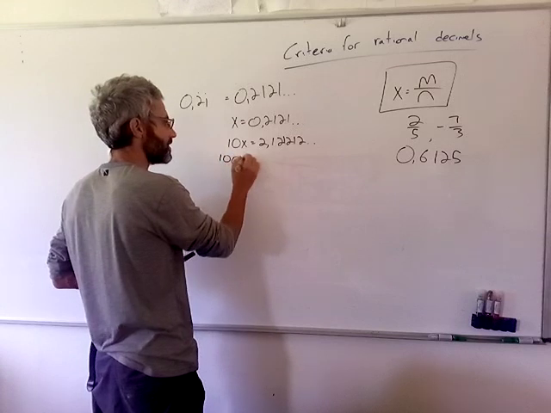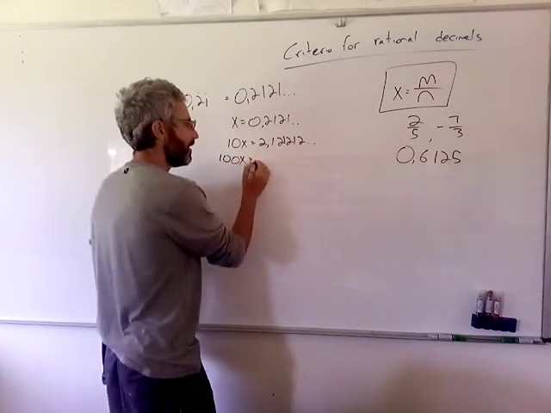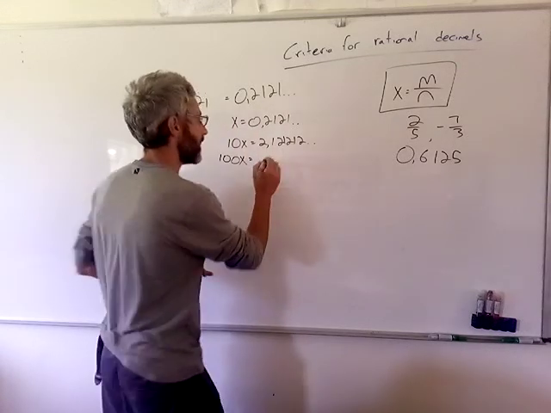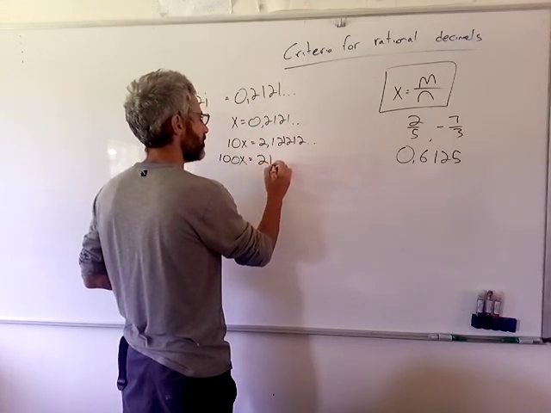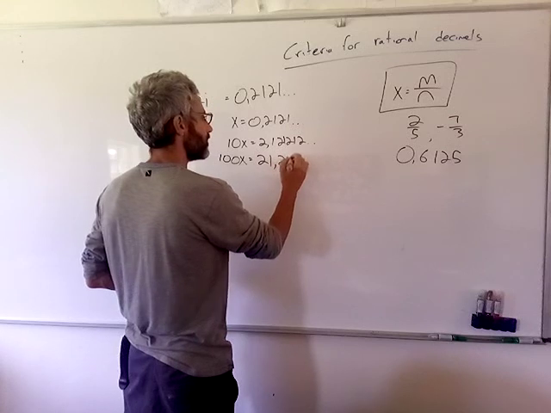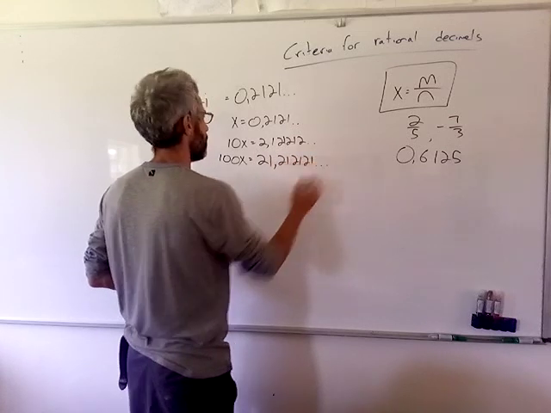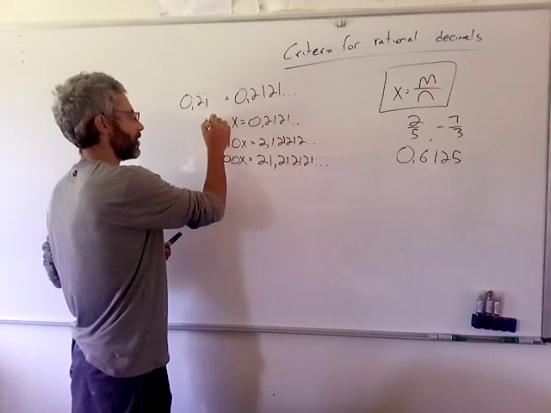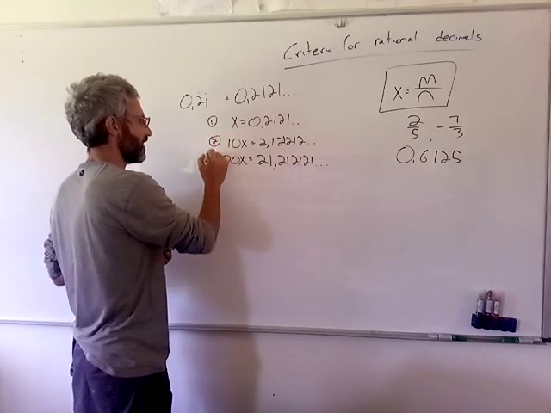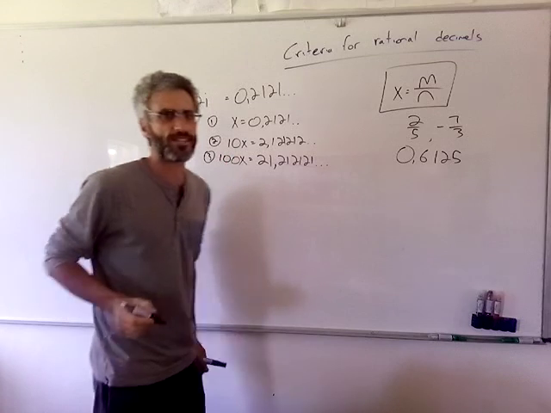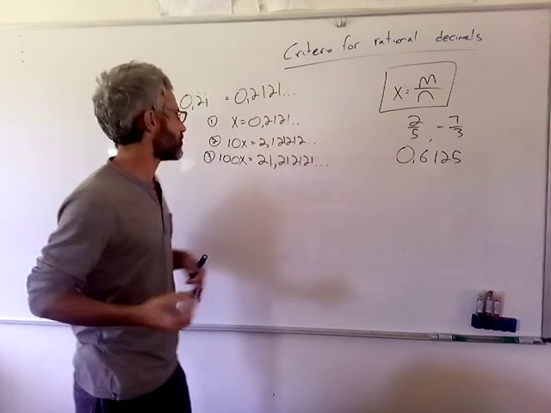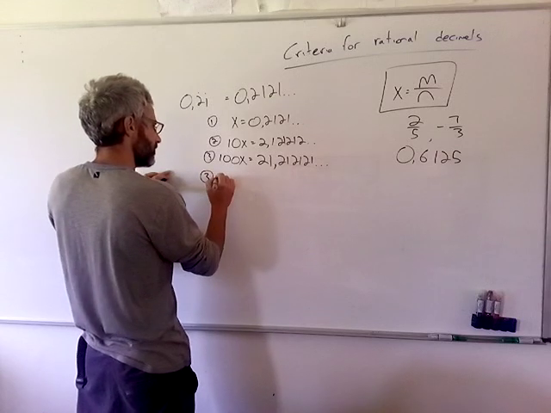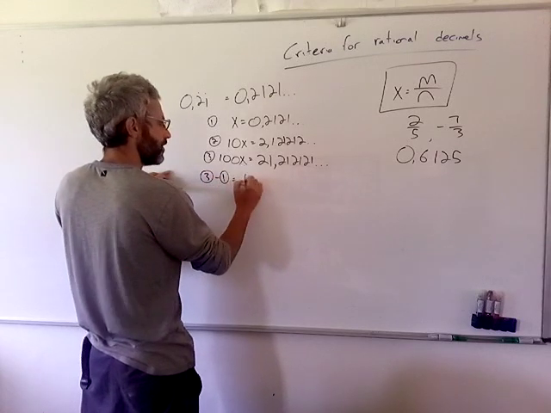So I'm going to find out what 100x is. Multiplying by 100, I need to move the decimal place twice. So it's going to be 21.212121..., carry on. And now I'm going to subtract. Let's say this is the first equation, this is the second, this is the third. I don't need the second, I just wrote it for you because that was our initial thought. But now I'm going to use the third and the first. So I'm going to do the third equation minus the first equation.